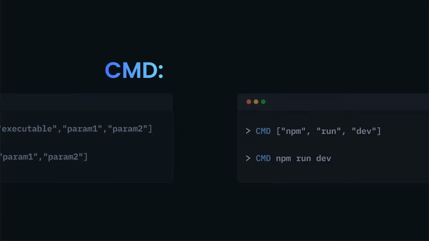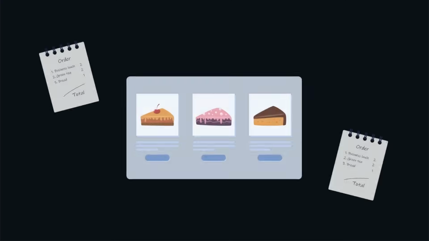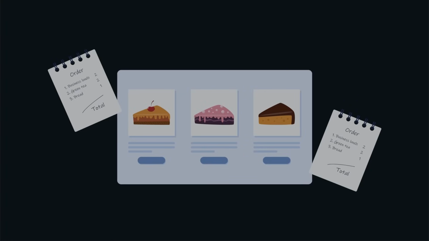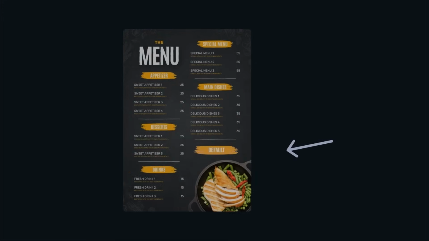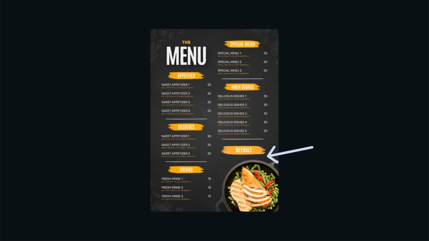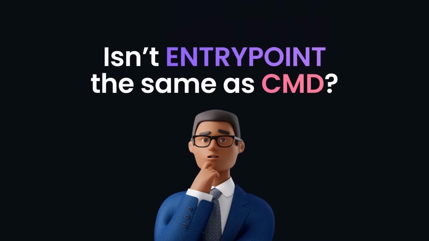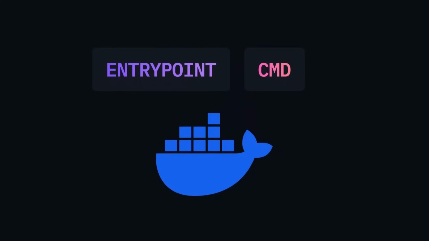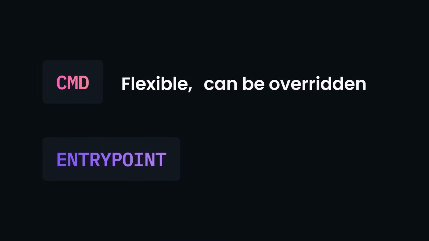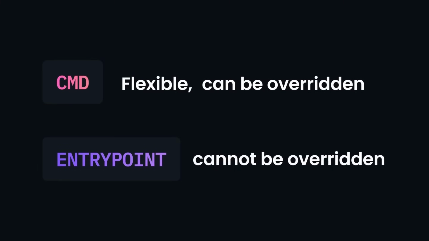CMD provides the default command to execute when the container starts. It's like specifying what dish you want to make when someone orders from your menu. ENTRYPOINT specifies the default executable to be run when the container starts. It's like having a default dish on your menu that people will get unless they specifically ask for something else. And you might wonder, isn't ENTRYPOINT the same as CMD? Well, not really. In simple terms, both CMD and ENTRYPOINT are instructions in Docker for defining the default command to run when a container starts. The key difference is that CMD is more flexible and can be overridden when running the container, while ENTRYPOINT defines the main command that cannot be easily overridden.